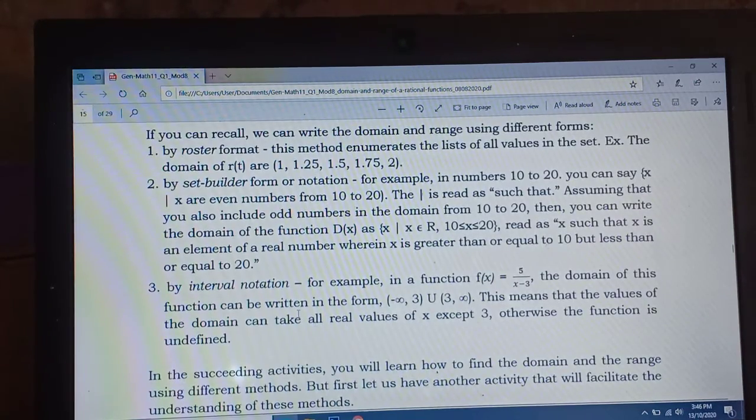Then by interval notation, we have this, which is read as negative 8 to 3 union 3 to positive infinity, which means the domain can take all real values of x except 3, because 3 here is not included.